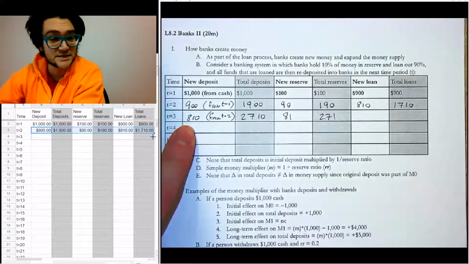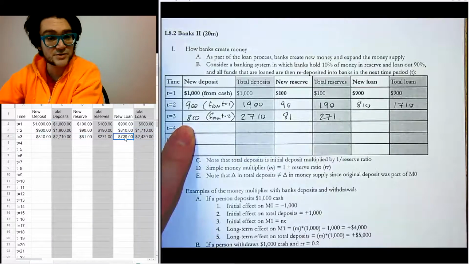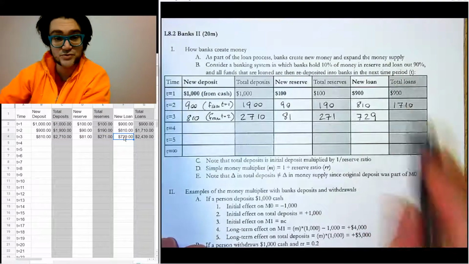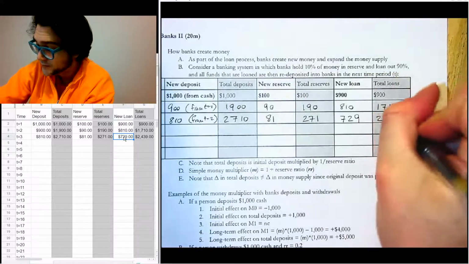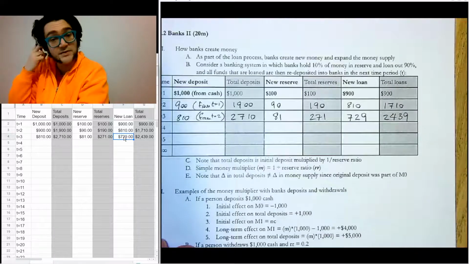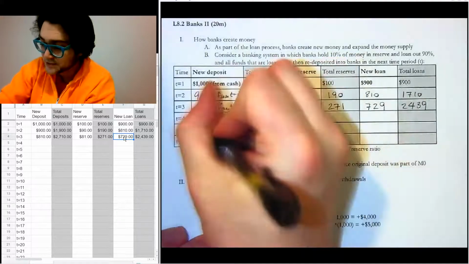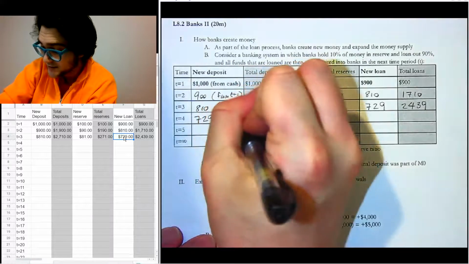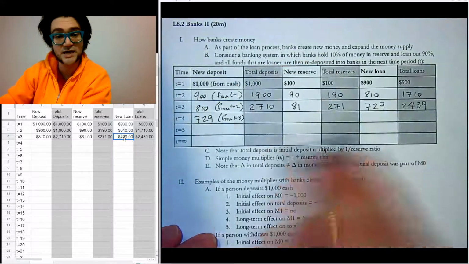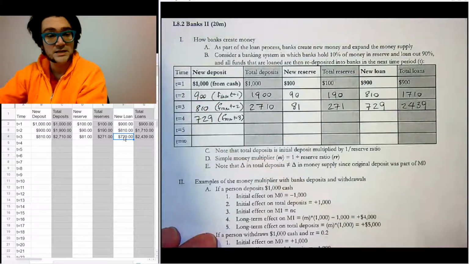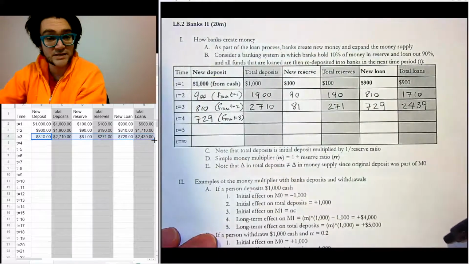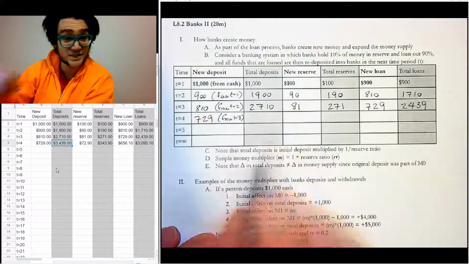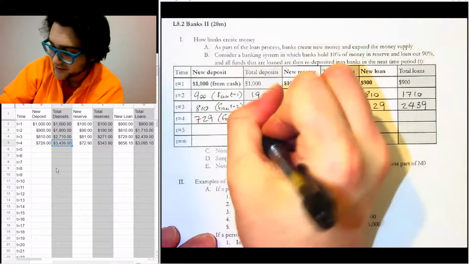I'm going to basically extend the formulas. And we can see here 729, right? 729. And those two together is 2439. I'm just kind of rounding these as well. And we know that the next round, 729, that's the next deposit, right? Because we lent out 729. That means that gets deposited. And so that's going to be added to the 2710, right? So now we're up to 729 plus 27.